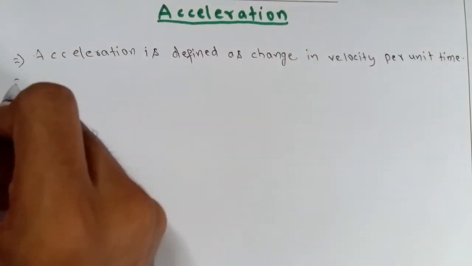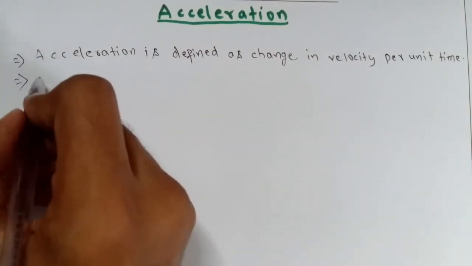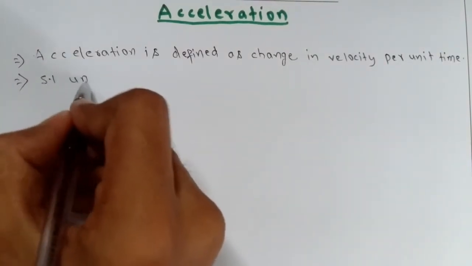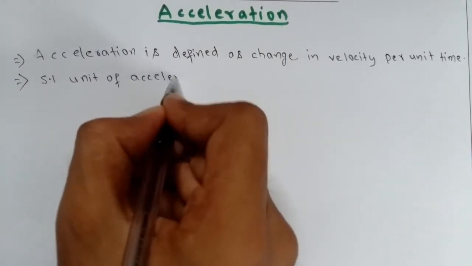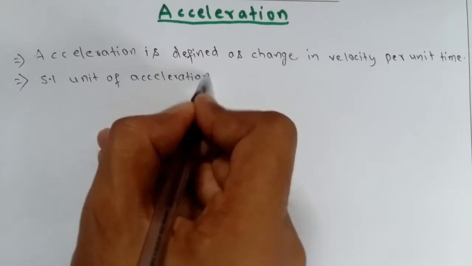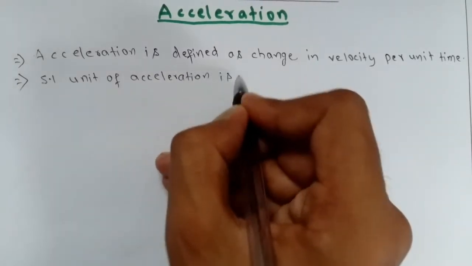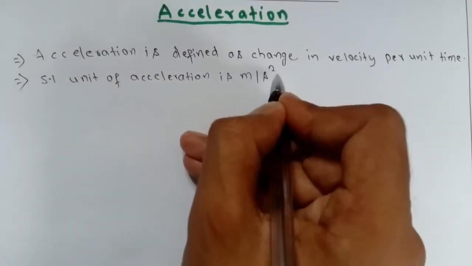And the SI unit of acceleration. What is the SI unit of acceleration? The SI unit of acceleration is meter per second square.